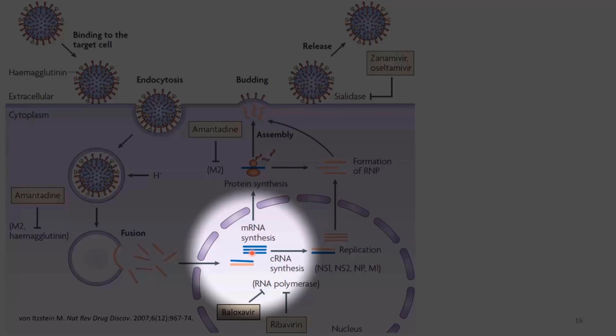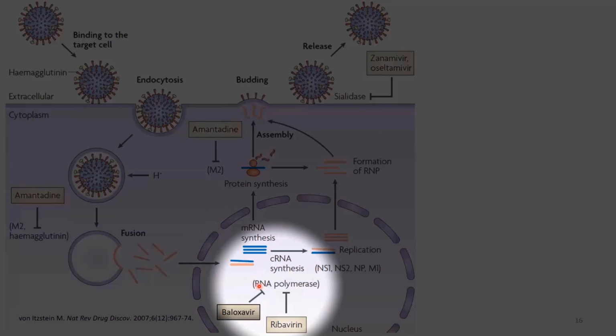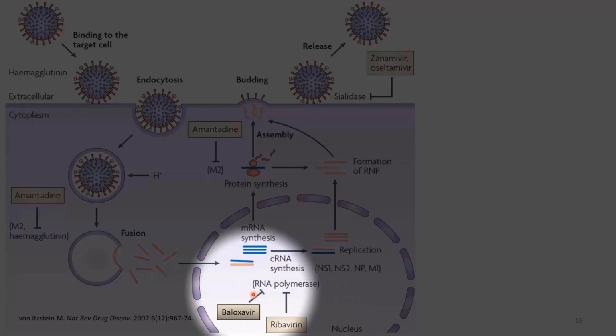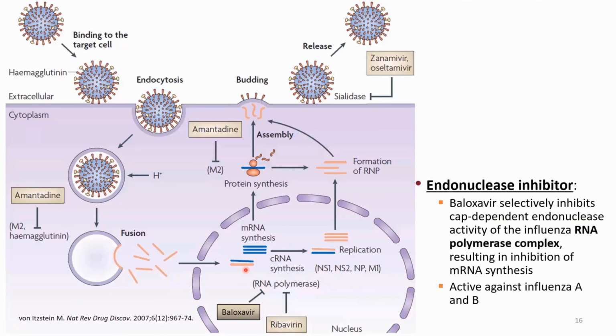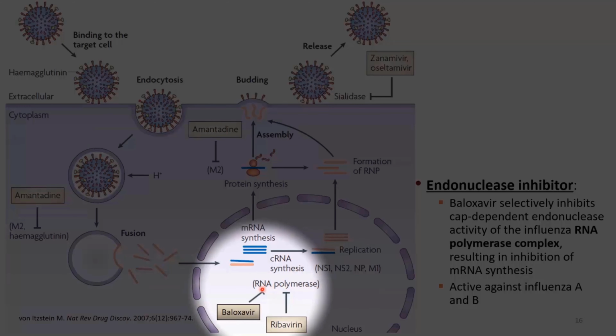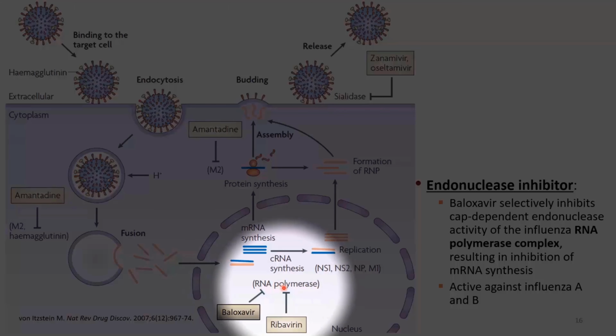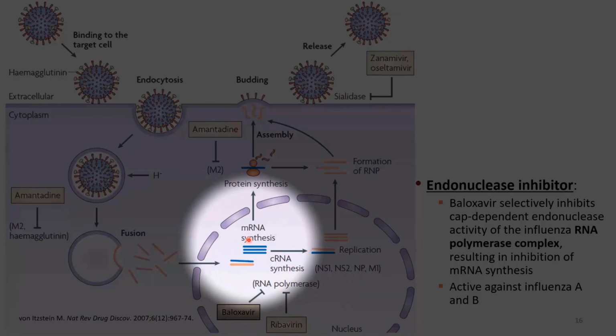Now, this process is extremely important to the life cycle of the virus, and we have drugs that can actually target the RNA polymerase. So we have ribavirin that is actually an RNA polymerase inhibitor, but it's not commonly used for influenza. And we have a new drug called baloxavir. Baloxavir is an endonuclease inhibitor, so it selectively inhibits the cap-dependent endonuclease activity of the influenza RNA polymerase.